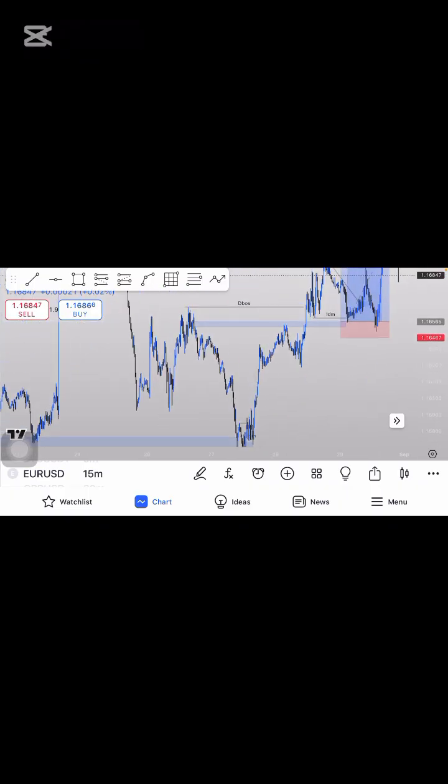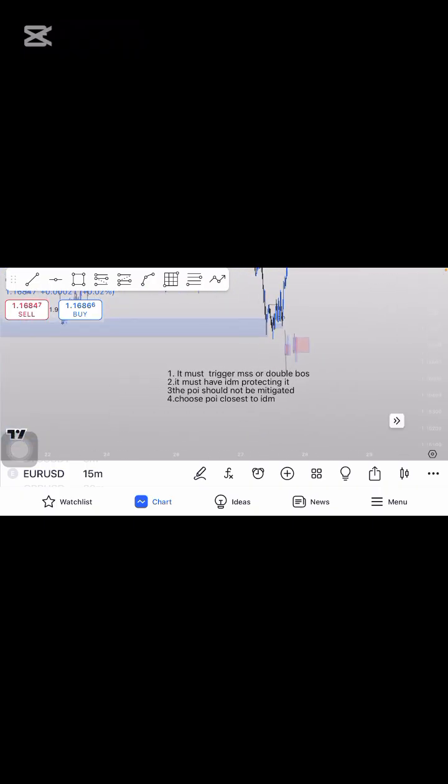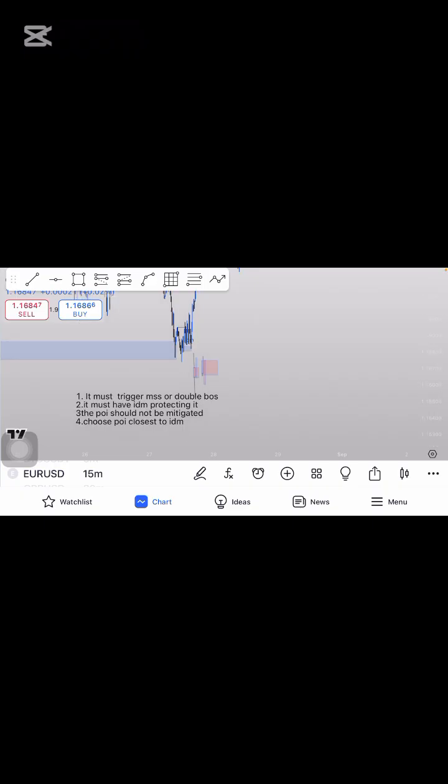So after we have it, we now have the buy move from here. Right now, our first rule says that it must trigger market structure shift or double break of structure. What do I mean by double break of structure? Let me say this is a resistance zone in price. Then price starts going up. All these single breaks of structure, I don't pay attention to them. I don't trade this thing. So price keeps going up until it finally takes out this resistance zone. If I take out the resistance zone here, that's when I will now pay attention to it.